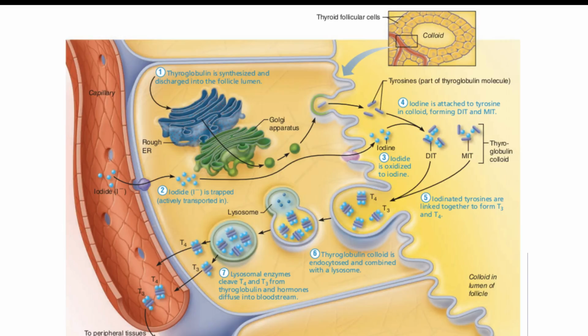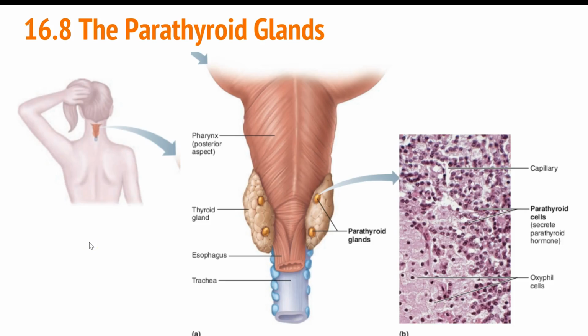Now that we've covered the thyroid gland, it's time to move on to the parathyroid glands. These tiny yellow-brown parathyroid glands can be seen on the posterior part of the thyroid gland. There are usually 4 of these glands, but that number can and does vary slightly from person to person.